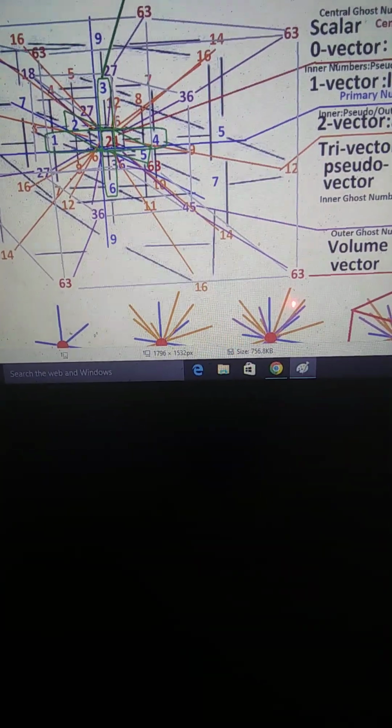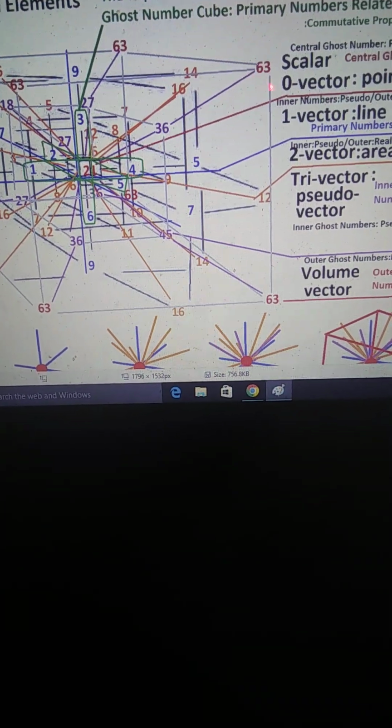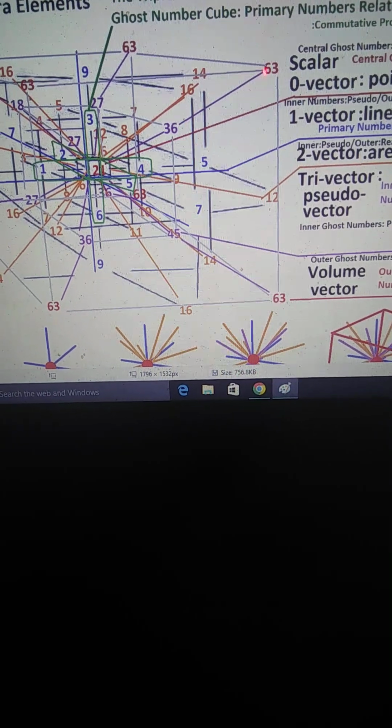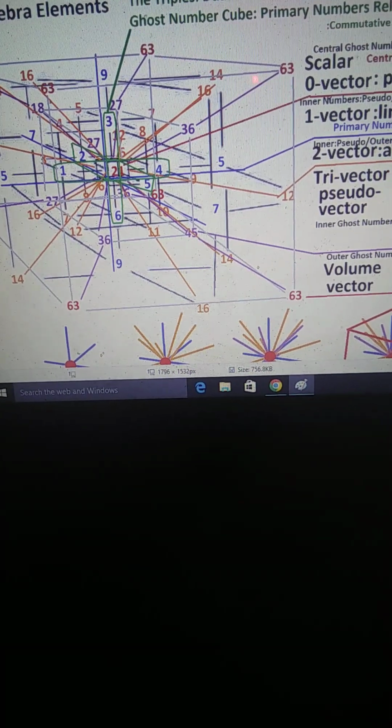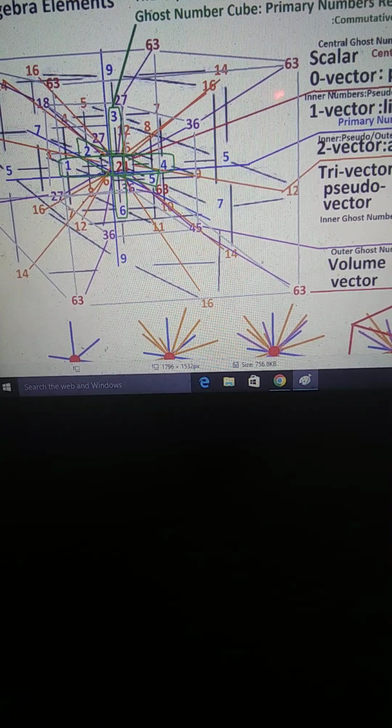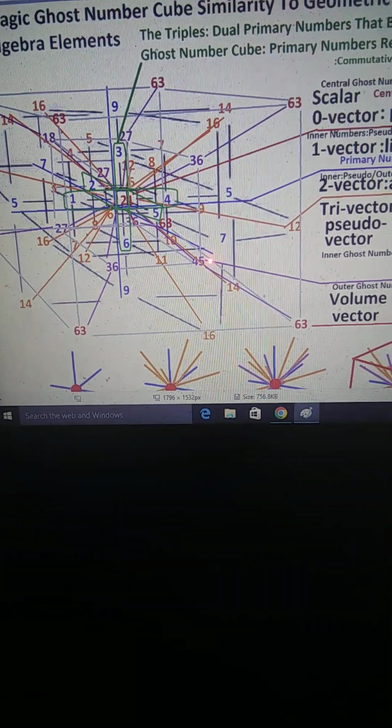And the end of this is the outer numbers are all the same. They create the volume vector, which equals 1 in a unit. I believe if I'm saying all this right.